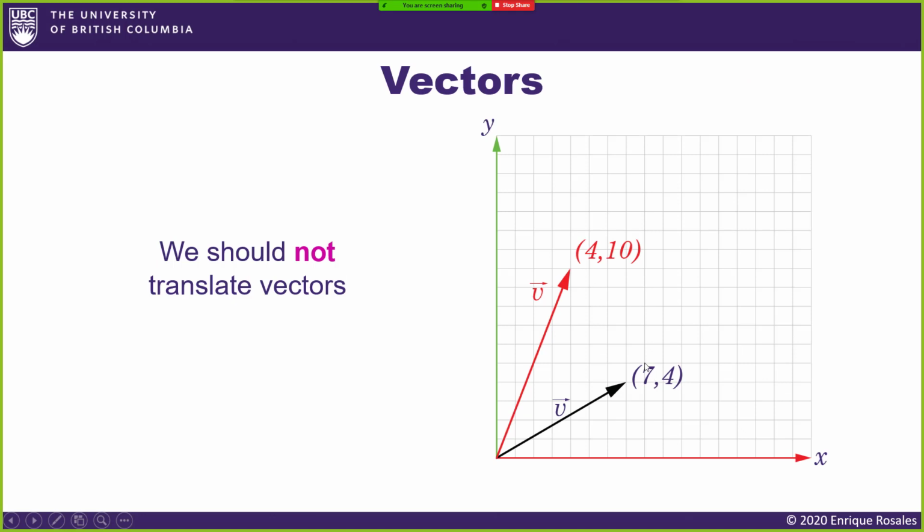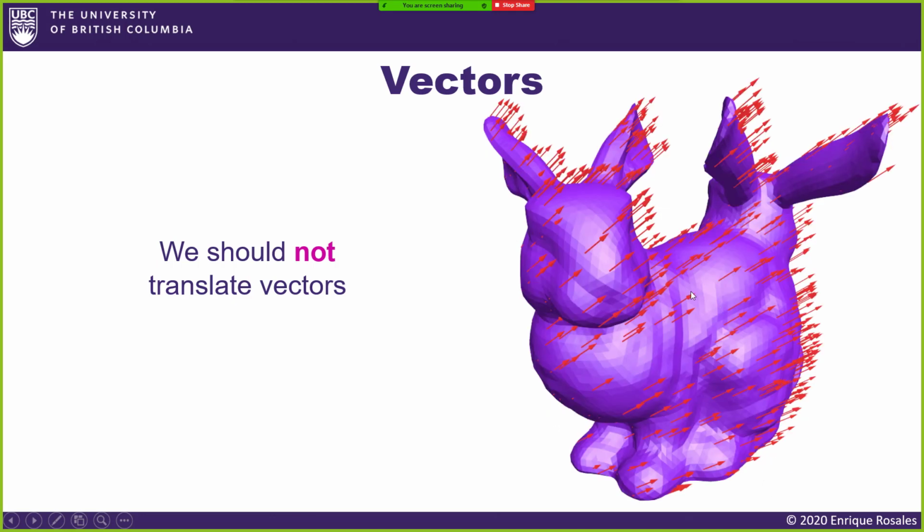Moving only the tip of the normals. I mean, this is an exaggeration, obviously, but I might apply some translation to my bunny, and I could modify the tip of the vectors of my normals. So now the normals are basically pointing to a different place, right?